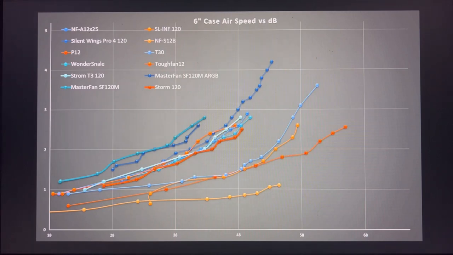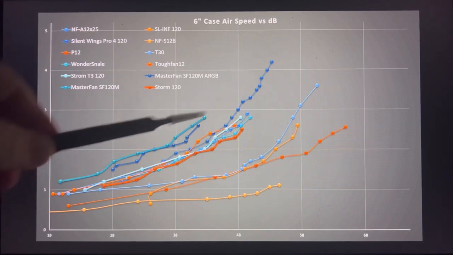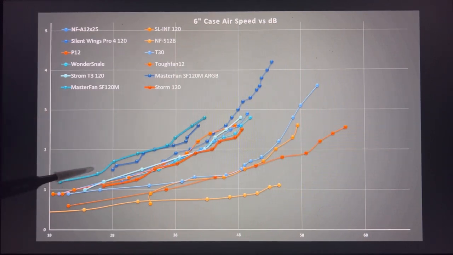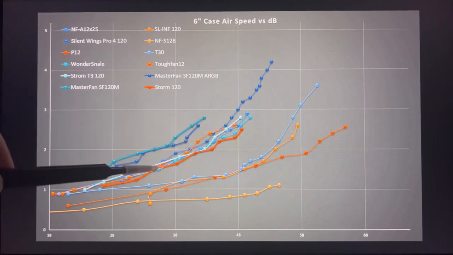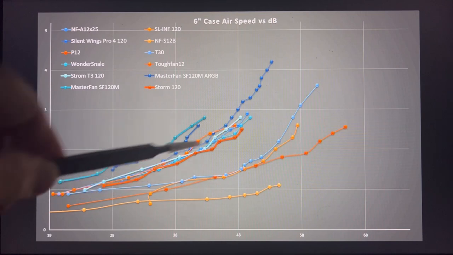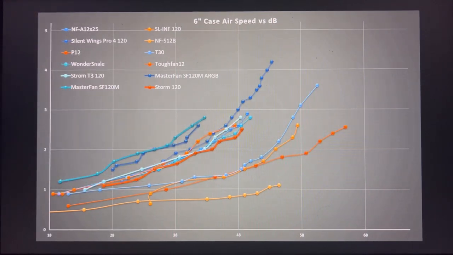Taking a different look at the data, where this is at the 6-inch mark, we have noise versus air speed. The Master Fan right there, the 120M, the ARGB version sitting just below it. Then we have the Storm right here, sort of at the bottom end of the better groupings of fans. And the Storm T3 sitting just over top of it.